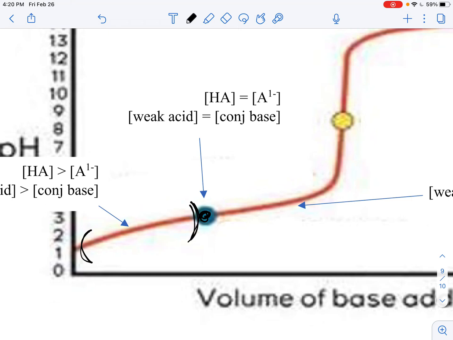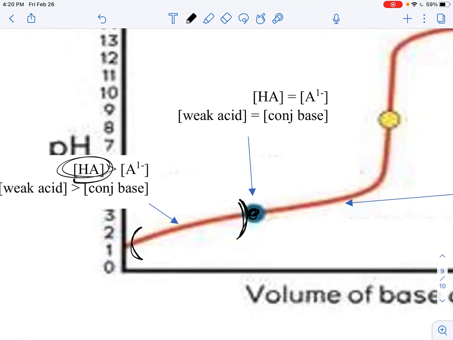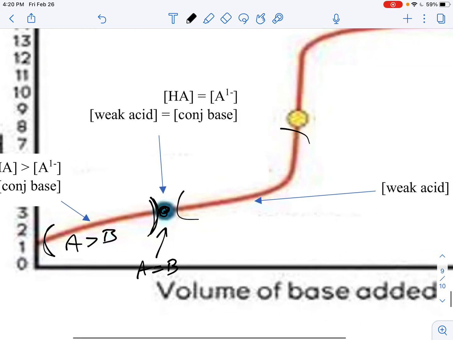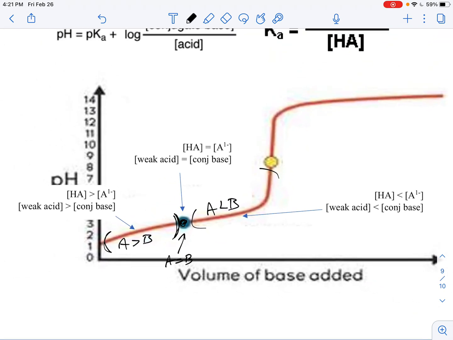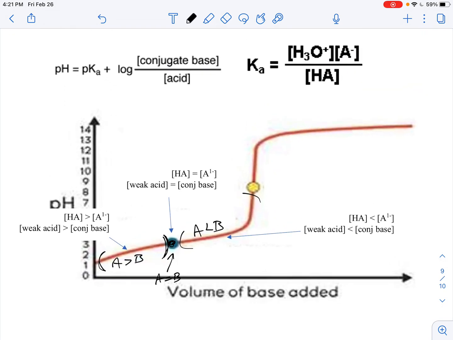Well, it's slightly more acidic, right? And if it's slightly more acidic, then that must mean we have a little bit more of our weak acid than we do of our conjugate base. So in this spot right here, the acid is greater than the base. At this spot right here, the acid is equal to the base. And then at any spot over here, my acid is going to be less than my base. The weak acid is going to be less than the conjugate base as far as the buffer is concerned.